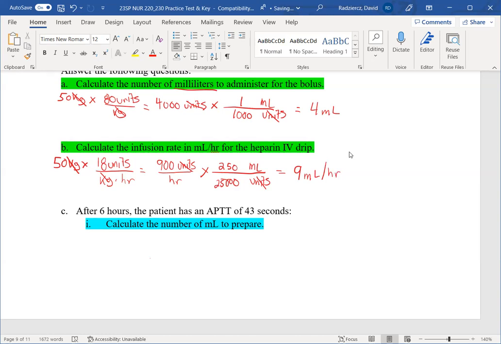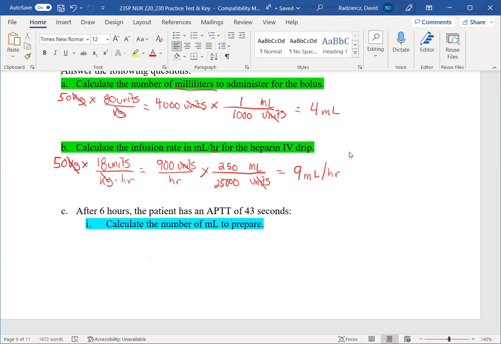So again, the only thing that would change on this particular question or this protocol is what the patient's weight is. So maybe the patient's 75 kilograms. Maybe the patient's only 32 kilograms. What is the patient's weight? That's what ultimately determines what your final outcome is. But the other steps are the same.